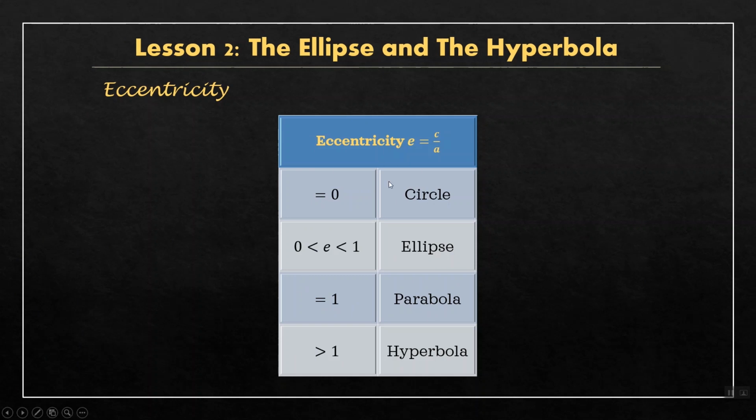This table is very important because they always ask about these values of the eccentricity in the ministry. These are always questions, and they're multiple choice questions or true or false questions. So I can ask you, if the eccentricity of the conic is equal to 1, then the conic is a parabola, an ellipse, a circle, or a hyperbola. I hope this is clear so far.